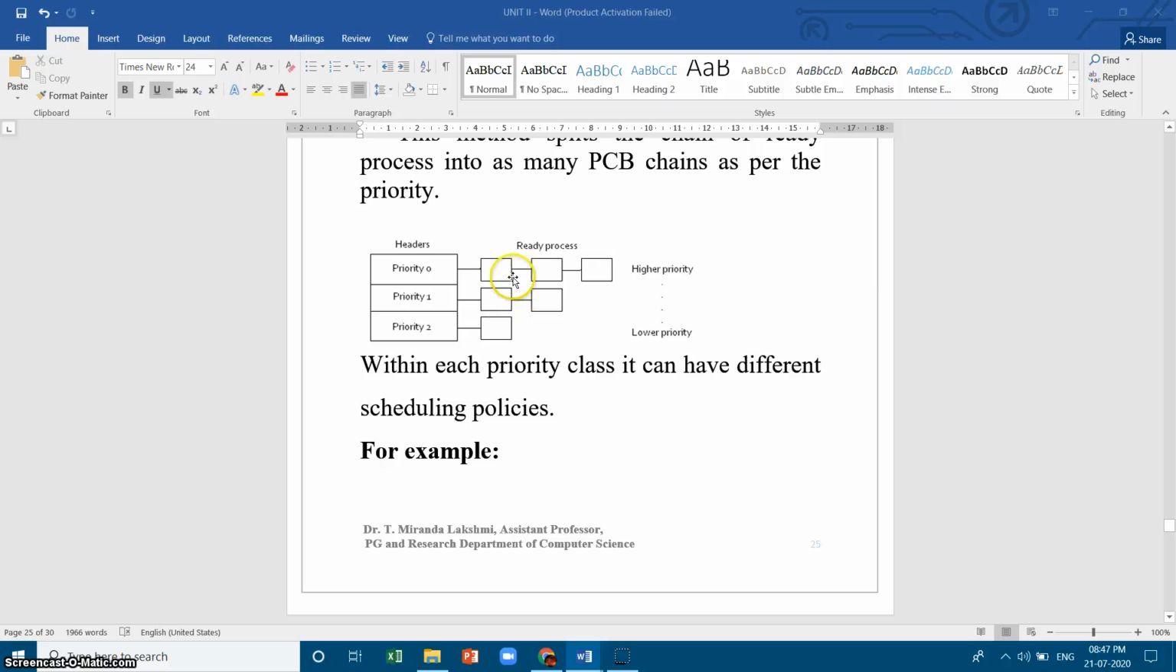In this priority method, first it has to clear all these processes. First it has to finish all these processes, then it will come to the next priority, then it will go to the last priority. Even if, let us consider, this process arrived first but these processes arrived later, the first preference will be given only to the higher priority process. Only later will it go on to the lower priority process.